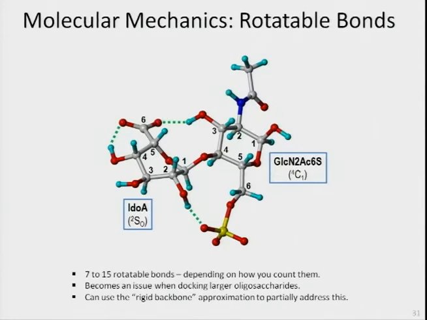Typically, we find that when you get to about hexasaccharide, those can be modeled fairly reliably, but if you go larger, octasaccharide and larger, then things kind of fall apart. If you try and, let's say, do a docking with those, it's really going to give you bad solutions because it just can't handle the conformational space, the number of rotatable bonds. However, we can use the rigid backbone approximation to partially address this, and this is what we've done previously.